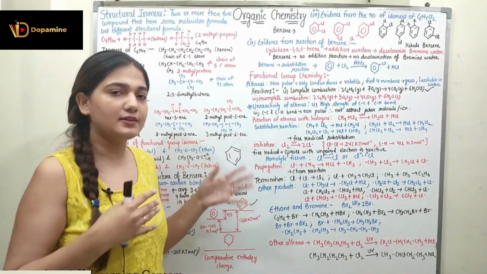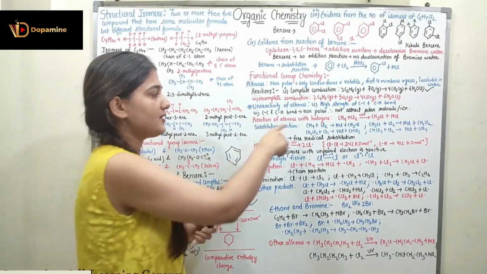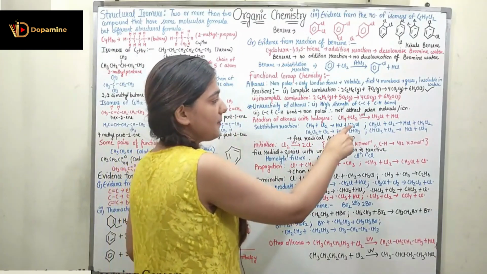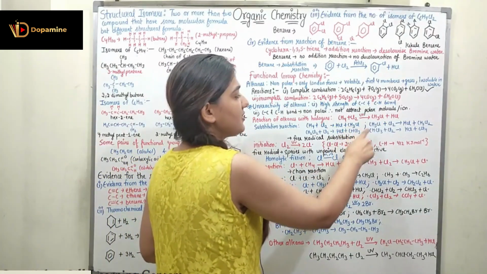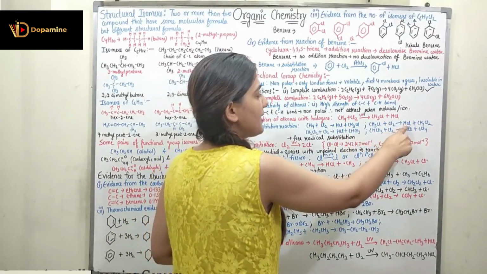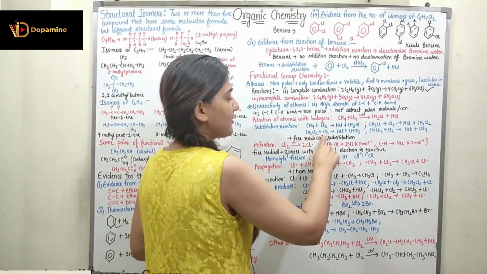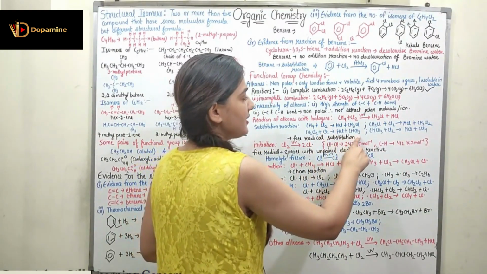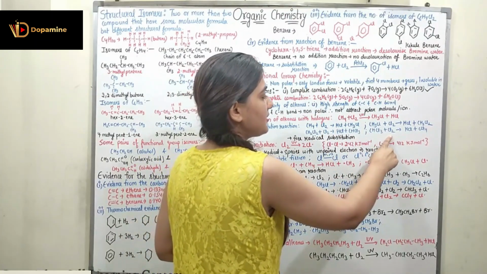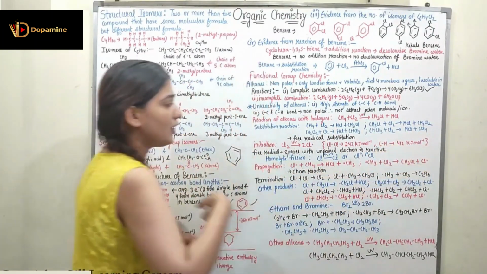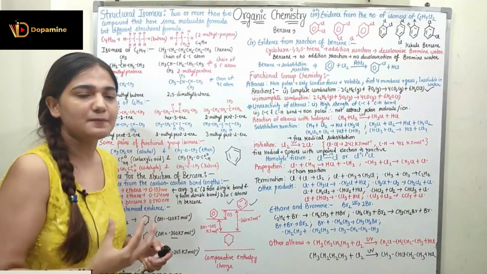We can have different types of reactions also. CH4 plus Cl2 gives HCl plus CH3Cl. Now this CH3Cl can further react with Cl2 to form HCl and CH2Cl2. The CH2Cl2 can react with Cl2 to form HCl and CHCl3. Now CHCl3 can react with Cl2 to form HCl and CCl4. So this is also called free radical substitution.